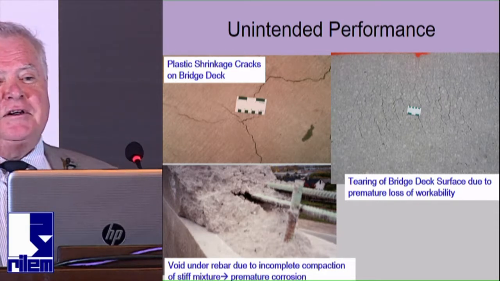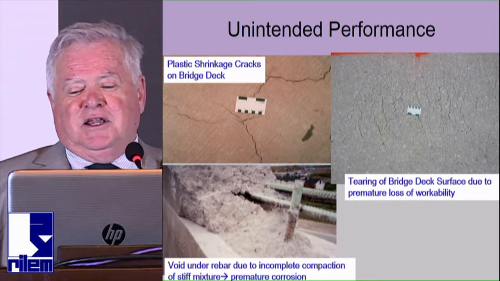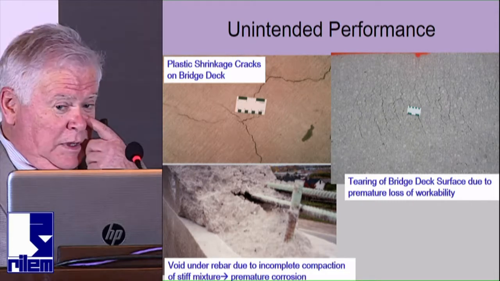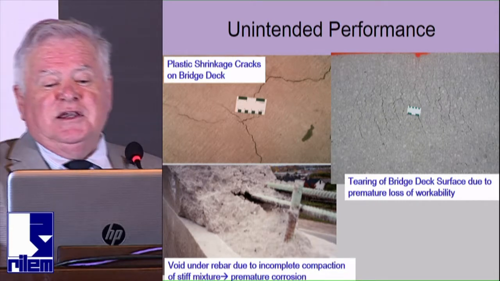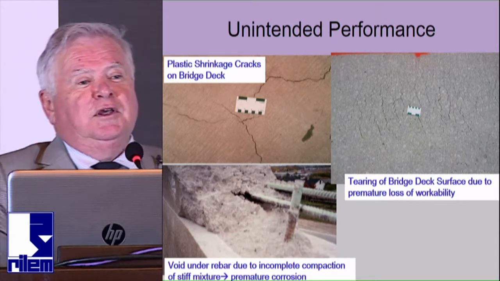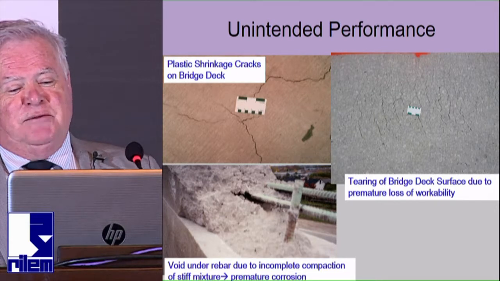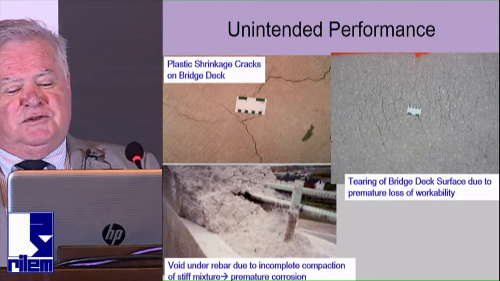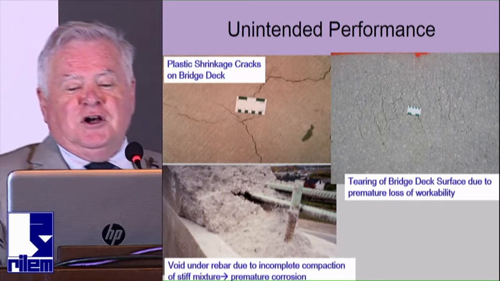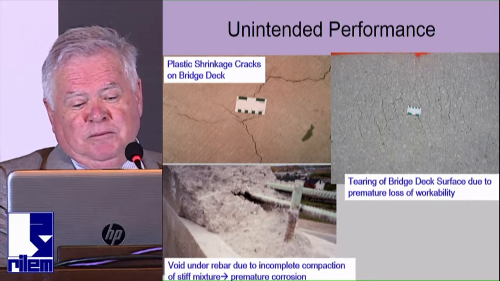There are some examples here. Plastic shrinkage cracking, because somebody didn't take care of the conditions that would lead to plastic shrinkage cracking. On the right-hand side, there's tearing of a bridge deck surface, a brand new bridge deck with high-performance concrete. With the weather and certain admixture combinations, there was premature slump loss, and the finishing machine tore the surface of the concrete. That surface has been ground away, but the cracks extended quite deep.